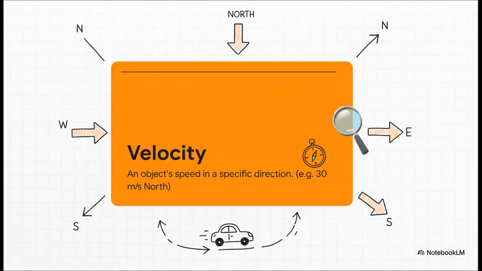Now, next we have velocity. It's almost the exact same thing as speed, but with one tiny but super important addition: direction. So you're not just going 30 meters per second, you're going 30 meters per second north. That little detail is going to be really important in a second.